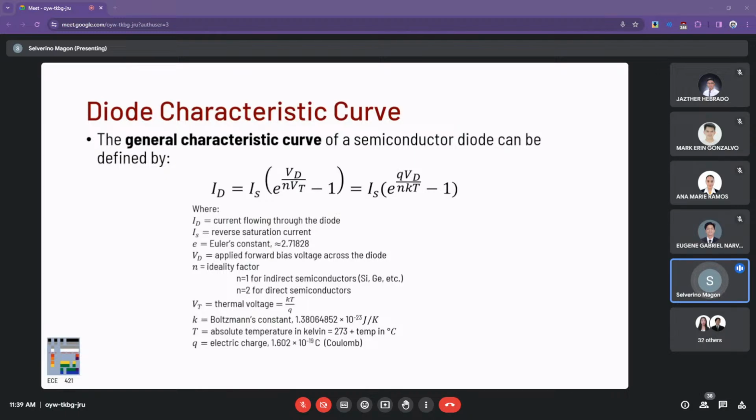This equation is otherwise termed Shockley's diode equation. It was Shockley who defined or observed much of the physical properties of semiconductors when subjected to some tensions or electrical voltages or currents. So this is Shockley's equation applied in diode devices.